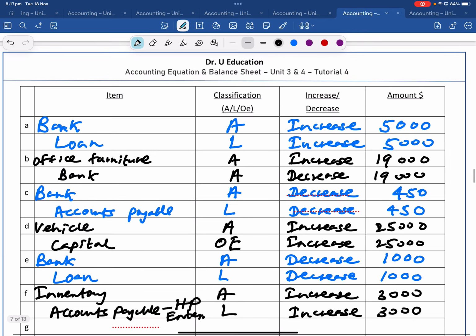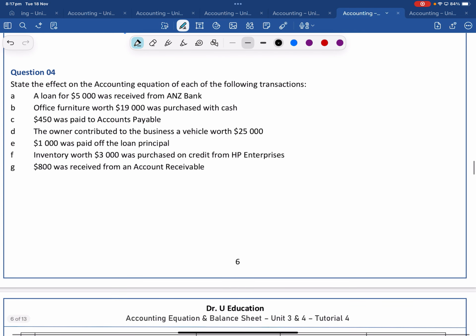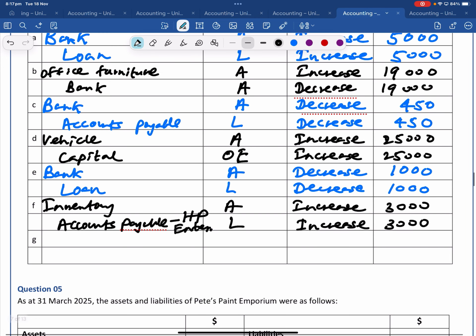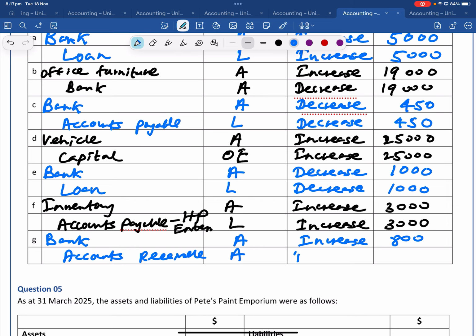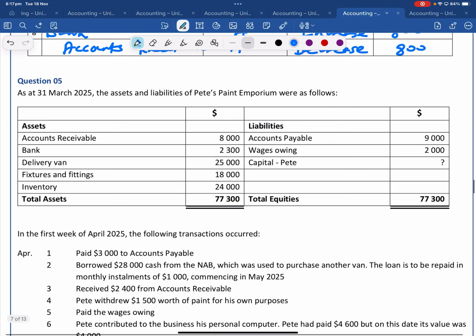Okay. 8,000 was received from accounts receivable. What are the items affected? Accounts receivable. What happens to accounts receivable? Decrease. What's the other item? Bank. Asset increase 8,000. And accounts receivable, asset again, decrease 8,000. Right.